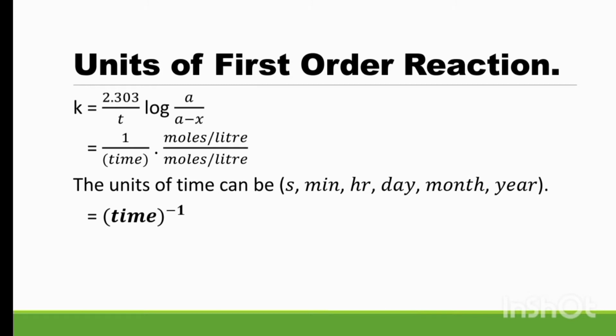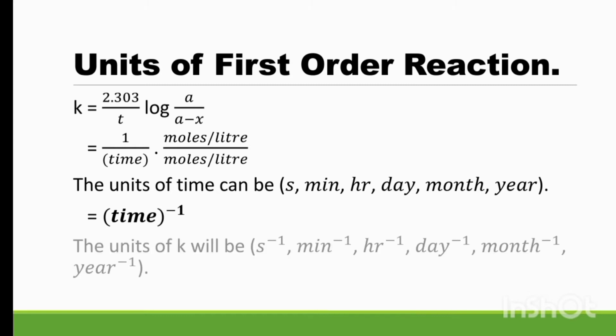Into the units of A, that is moles per liter, upon the units of A minus x, that is also moles per liter. The moles per liter and moles per liter will get cancelled, and finally we will get the unit of k as time inverse. Therefore, we can say that the unit of k will be second inverse, minute inverse, hour inverse, etc.